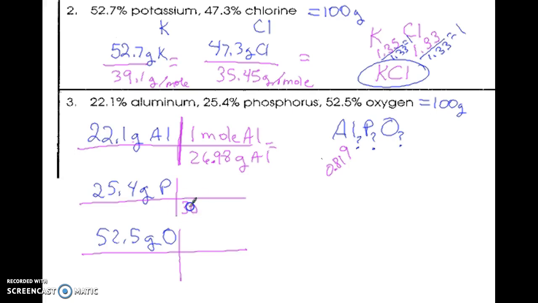Now let's see what part phosphorus has. Each mole of phosphorus weighs 30.97 grams. So I take the 25.4 and divide it by 30.97, and I get 0.820 for phosphorus. Now you go ahead and calculate oxygen, and I will continue on and check your answer after you're done.